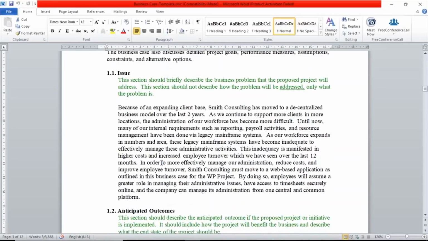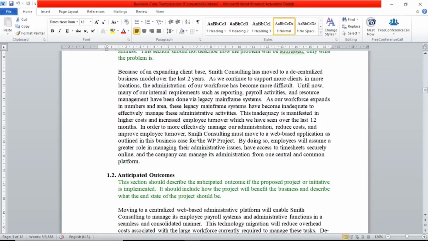So what was the issue the business was facing due to which this project is initiated? Because of an expanding client base, Smith Consulting has moved to a decentralized business model over the last 2 years. As we continue to support more clients in more locations, the administration of our workforce has become more difficult. Until now, many of our internal requirements, such as reporting, payroll activities, resources management, have been done via agency legacy mainframe systems. So, in a way, this gives us an idea about why this project was initiated. Basically, there were a lot of decentralized activities performed, but now they wanted to centralize them. Obviously, there's a cost benefit as well.